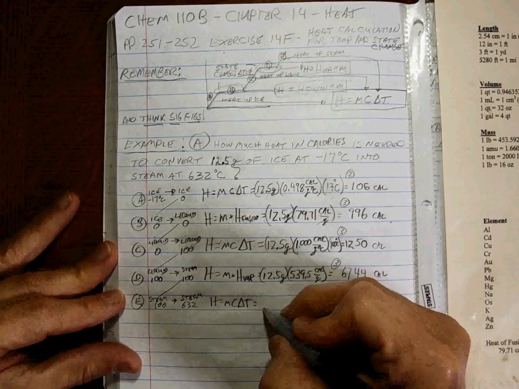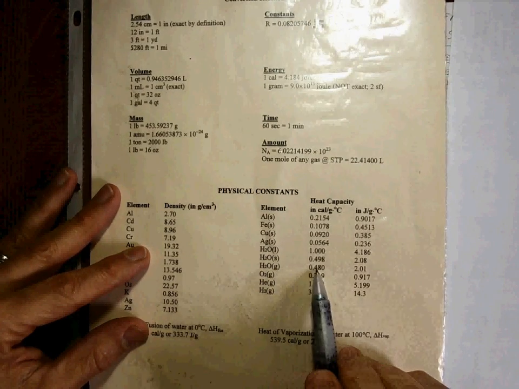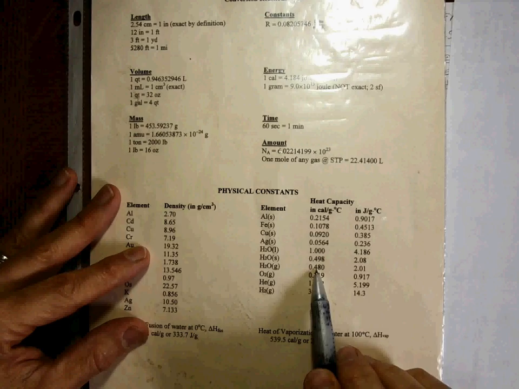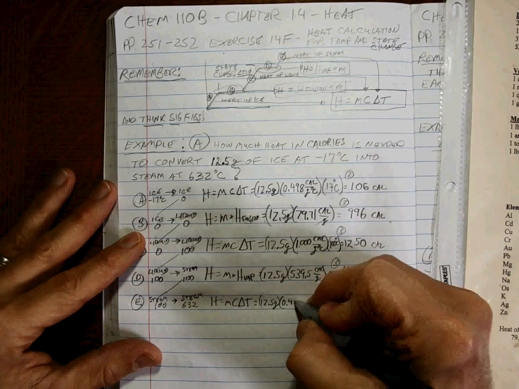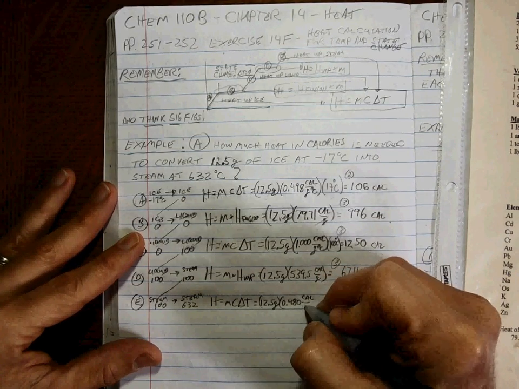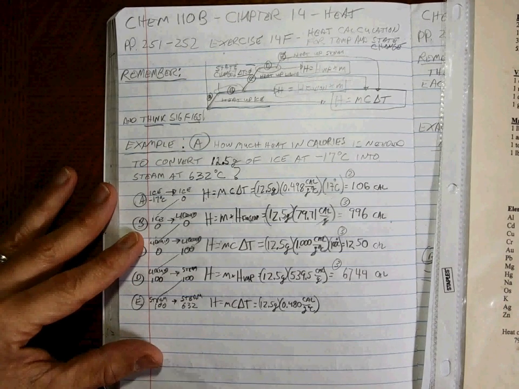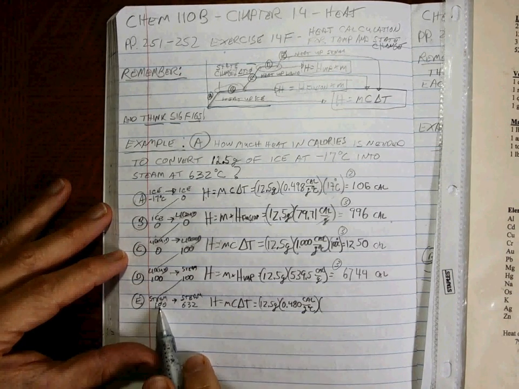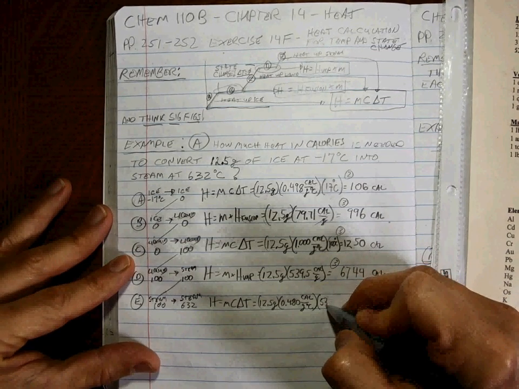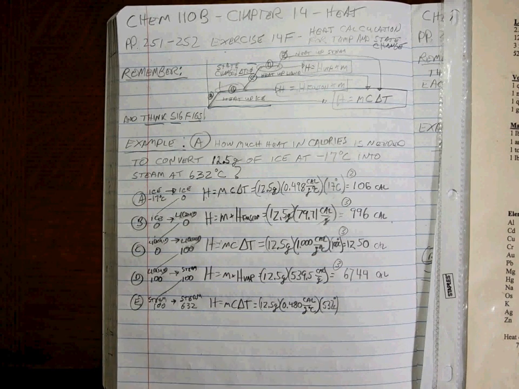Right? The mass is 12.5 grams. The heat capacity this time, H2O gas, 0.480 calories per gram per degree C. It's a common mistake. Be careful. Make sure you use the right heat capacities. And what's the change in temperature here? To get from 100 to 632, it's 532, right? It's important that you get the right change.